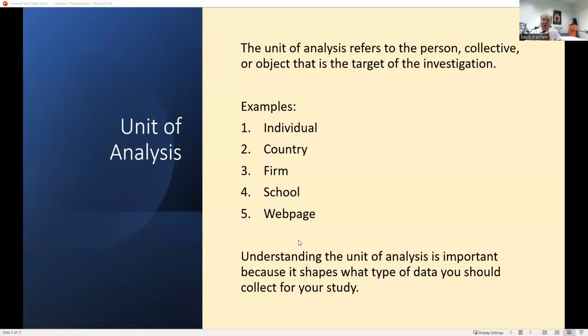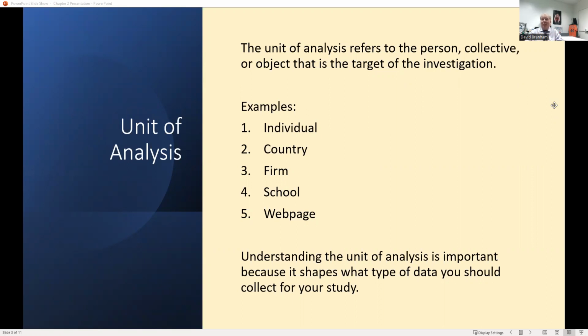First, units of analysis, or the unit of analysis. The unit of analysis in research refers to the collective or the object that is the target of your investigation. In a lot of cases, this is the individuals. If you do survey research where you survey individuals and then you try to find out the variability between individuals, your unit of analysis is the individual.